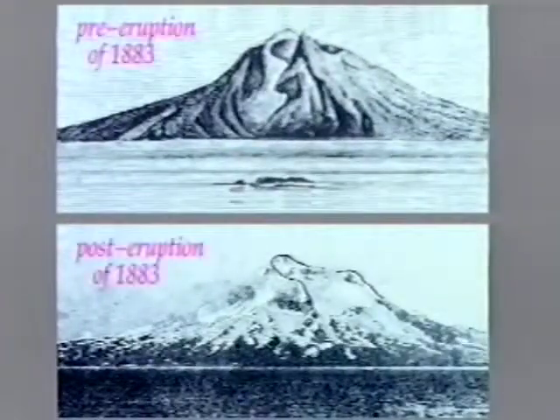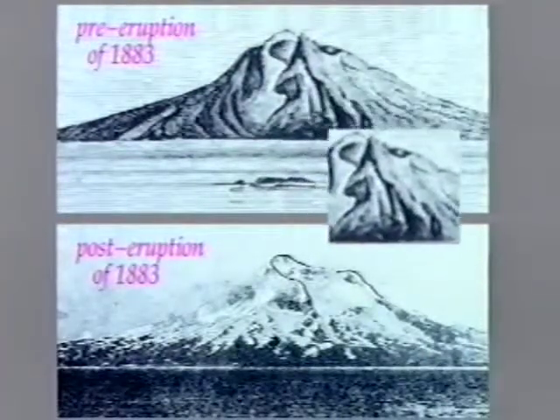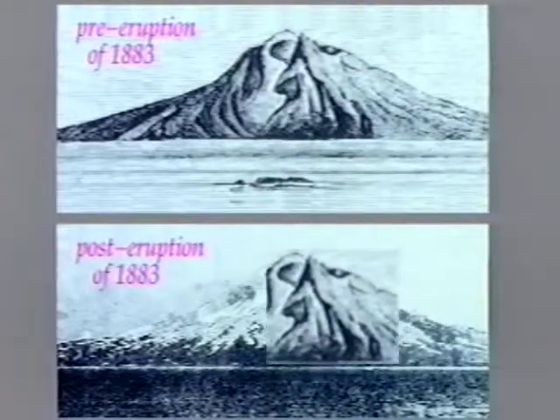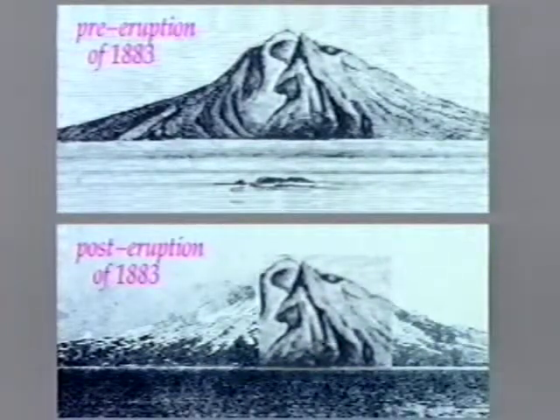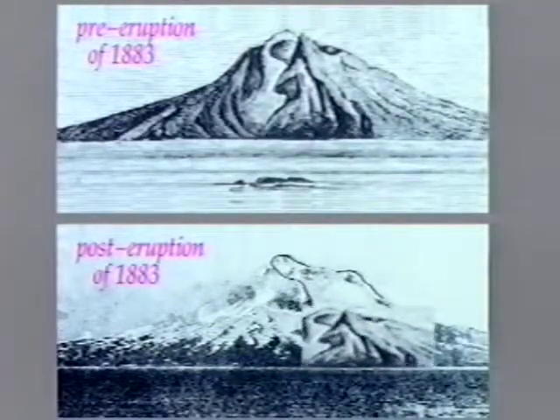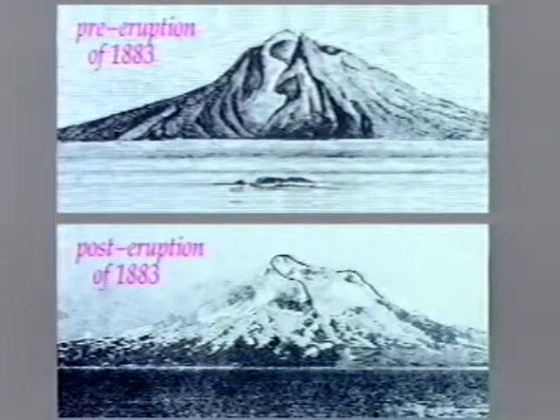In the past 200 years, St. Augustine has had 6 major dome-building eruptions. Based on historic records, each of these eruptions greatly modified the volcano's appearance. When we compare this volcano sketch made before the historic eruption of 1883 to this island photograph taken in the early 1900s, we see that the eruption completely destroyed one side of the volcano's dome.